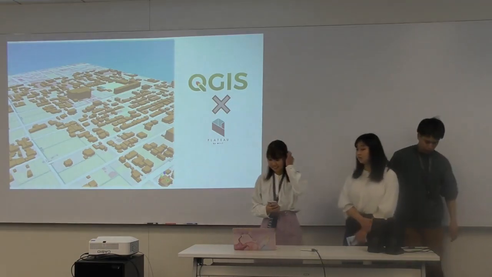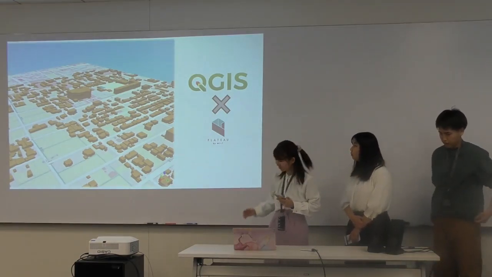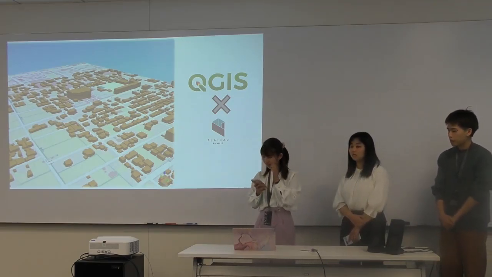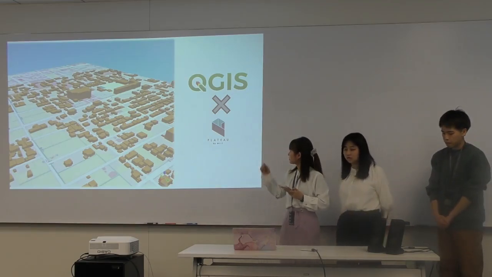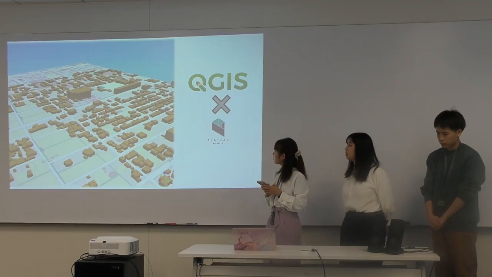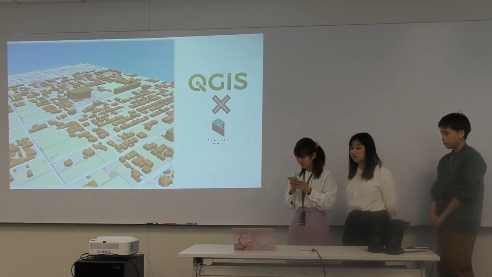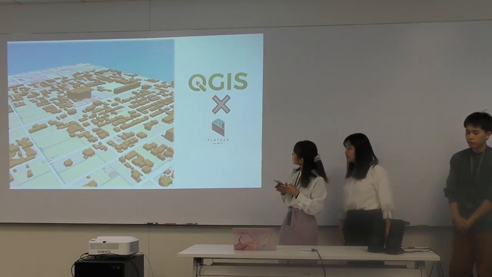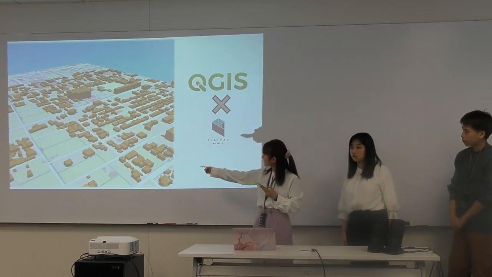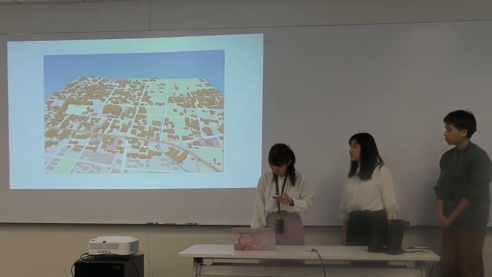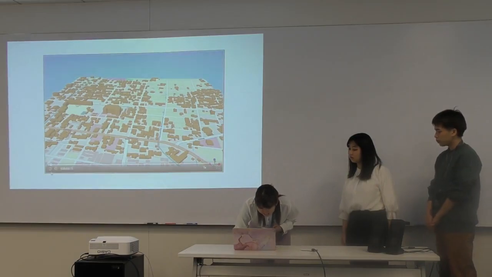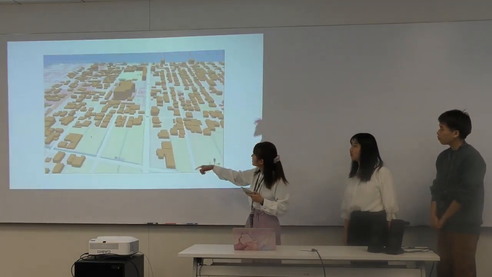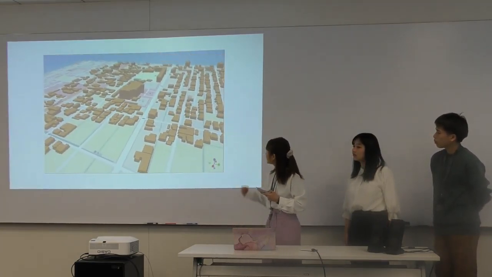To create this mobile app, we use QGIS and Plato. QGIS is a platform that can display and analyze geological data. And Plato is 3D data of all cities in Japan, which is led by the Ministry of Land, Infrastructure, Transport and Tourism. Combining these two, we created this 3D map. Please watch this video. You can see each actual building displayed in 3D.